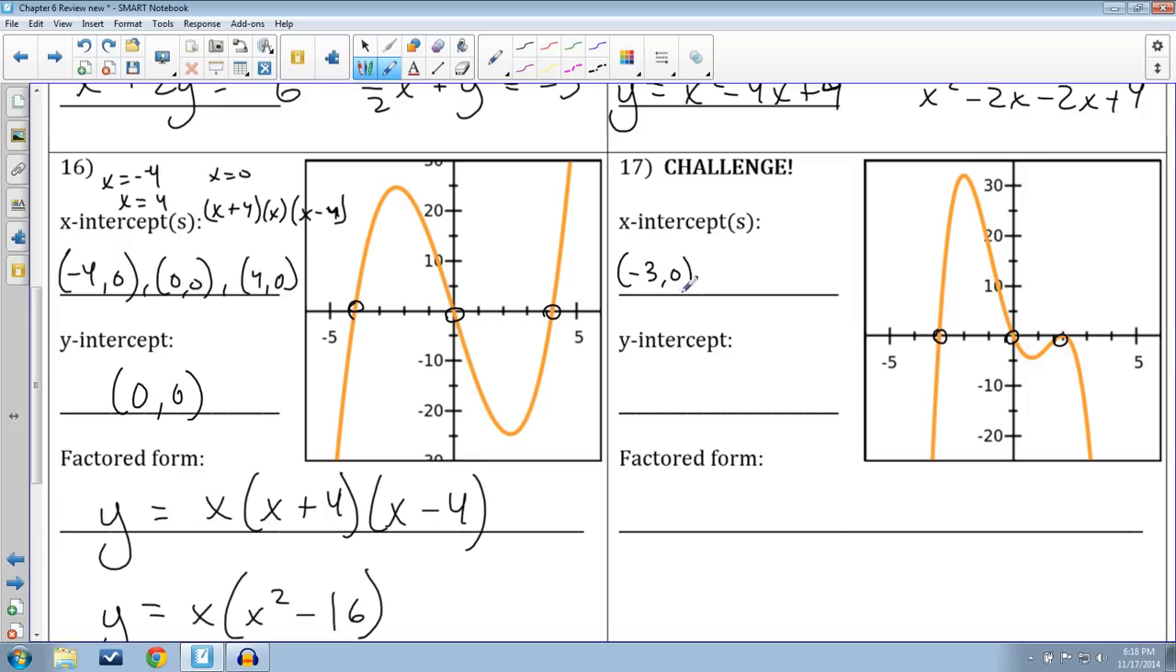Negative 3, 0, 0, 0, and 2, 0. Y-intercept 0, 0. Now you might be saying, especially if you already did this, you might be going like, Mr. Robinson, you went too quickly through this. Are you assuming this is a cubic function because it passes through 3 times? Absolutely not, guys. Let's look at that a little bit closer.